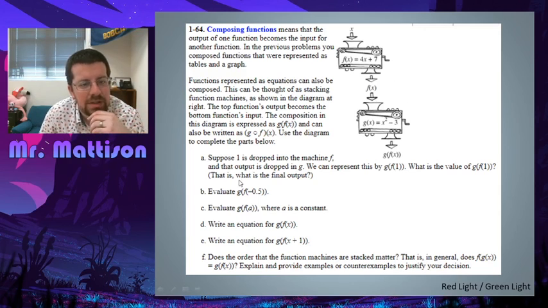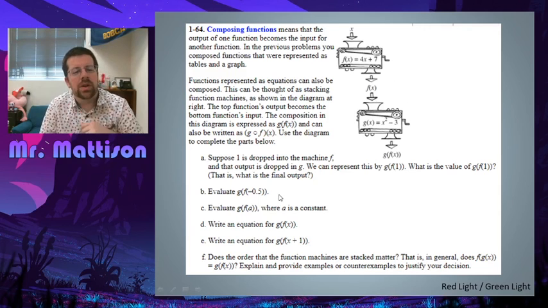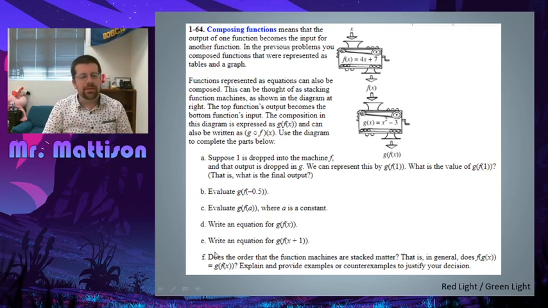So if I were to say, hey, let's drop 1 into the f machine. If I put 1 in here, I get 4 times 1 is 4. 4 plus 7 is 11. So 11 is my output, right? So the f of 1 would be 11. So this would be an 11 here. Then I'm going to plug that 11 in here. 11 squared is 121. 121 minus 3 is going to give me 118. So 118 would be equivalent to the g of f of x. Okay, so go ahead and try that out for b through f.